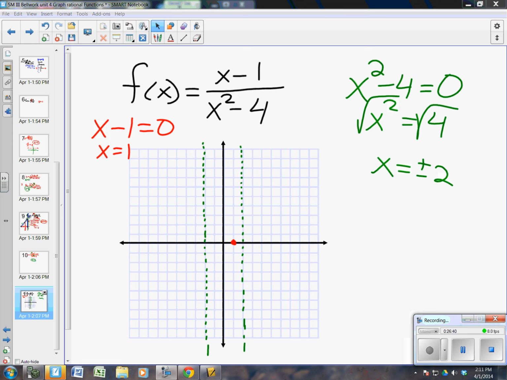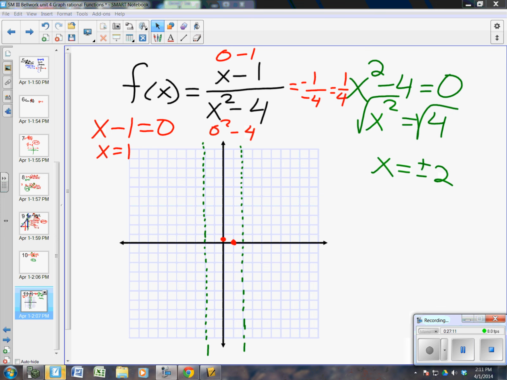Okay, step 3. Locate the y-intercept by putting 0 in for x. So if I put 0 in for x, I'm going to get 0 minus 1 on the top, and 0 squared minus 4 on the bottom, which is going to give me negative 1 over negative 4, which is equal to 1/4. So 1/4 on the y-axis, which is about right here, is going to be your y-intercept.